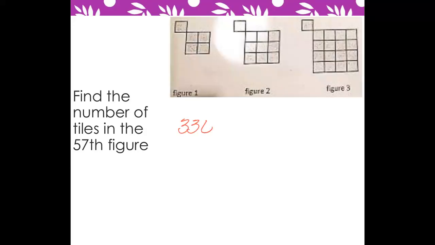3,360. 3,365. Oh, could be. Maybe. Anybody else? Agree or disagree? We got one that agrees. Okay. Anybody else get an answer? You agree too? It's looking pretty good.